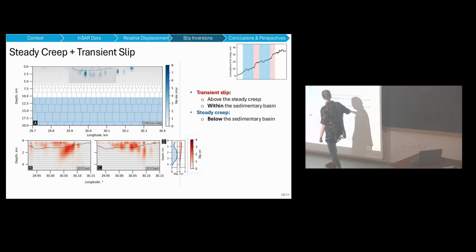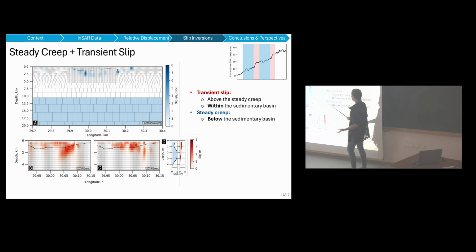I'm sorry, it's small, but you can see here that in red you have the displacement due to the transient event. So it's between the surface and approximately 2 or 3 kilometer depth. And for the steady creep, we can see that the main displacement is deeper. It's between 2 and 5 kilometer depth.